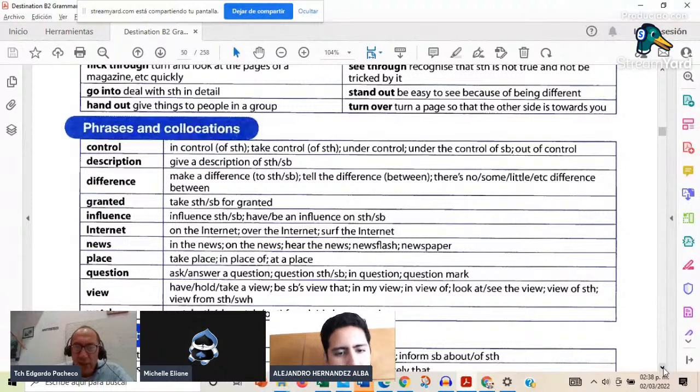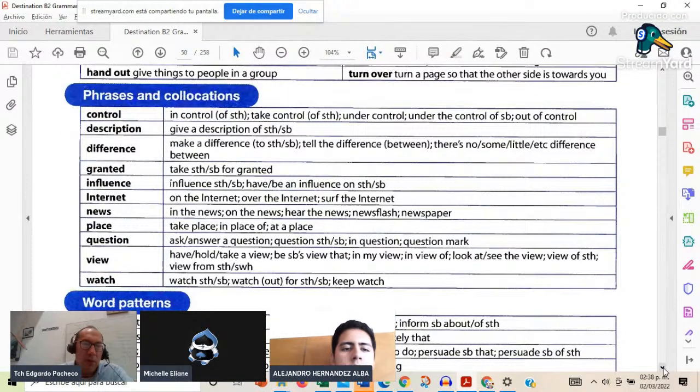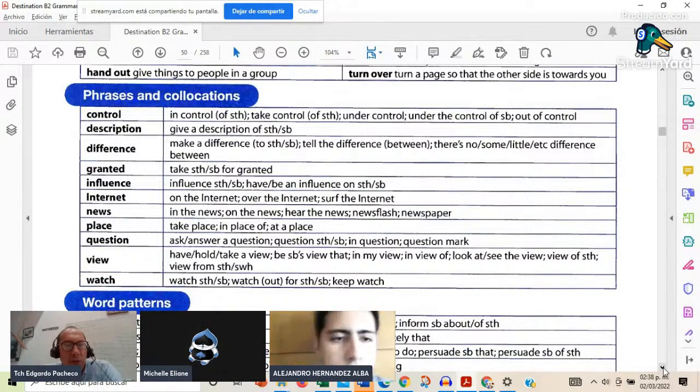Let's read phrases and collocations, and we have the application of, for example, control. You are in control of something. You are in control of the car. You take control of the airplane. The project is under control. The strawberry packing house is under the control of Poncho, right? The business is totally out of control. So you can use different applications for each word. Let's read the words and the description, please.